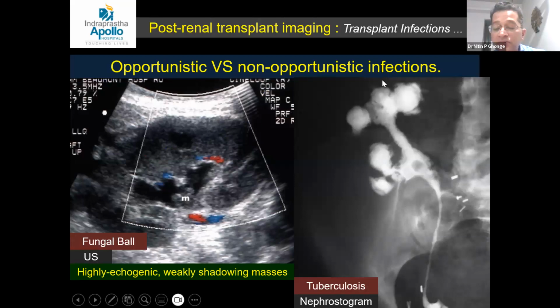Another important topic is opportunistic infection in these patients, and we can see this echogenic weakly shadowing lesion in a renal pelvis, which is an important differential, that is a fungal ball. Because of the immunocompromised status, it is very common to have a fungal ball in a renal transplant like this, which should be suspected and picked up readily. This is another example where we can see tuberculosis in a transplant kidney.